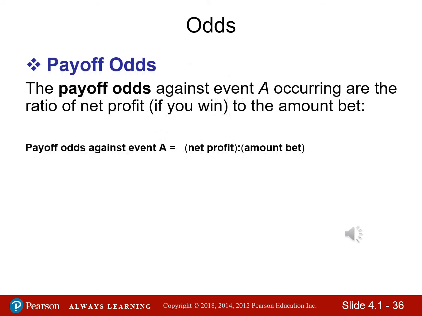Another type of odds are the payoff odds. The payoff odds against event A occurring is the ratio of the net profit, if you win, to the amount you bet. In other words, the payoff odds against event A is equal to the net profit to the amount you bet.